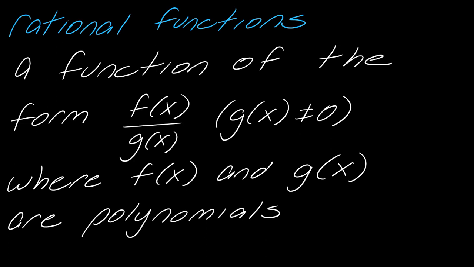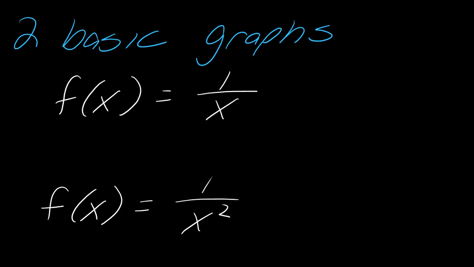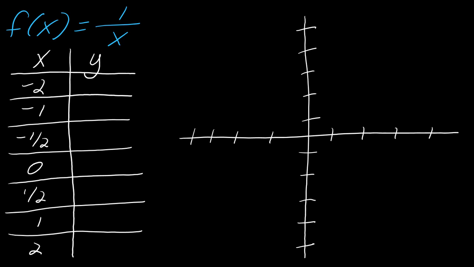Okay, so there's a lot you can say about rational functions, but the two most basic graphs are the functions 1 over x and 1 over x squared. So first let's just dissect what those look like. Okay, so for 1 over x, I've got a graph and I've got a table. I just want to go through and evaluate all these different points to help us figure out the shape of this.